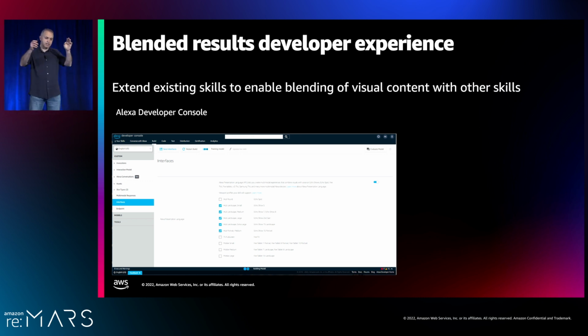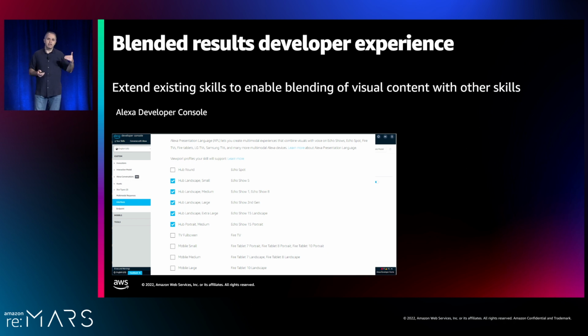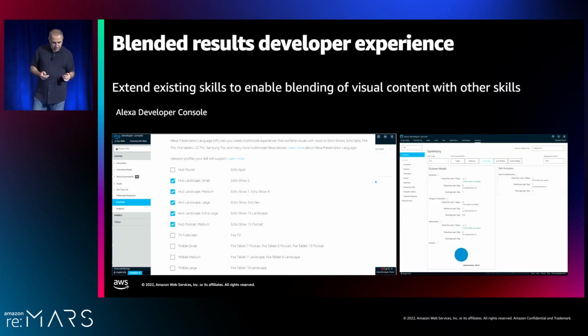Alexa multimodal devices come in different shapes and forms. The screen sizes are different. So all they need to do is implement the viewports that they support and check those boxes. And then when we are handling customer requests, we know what skills support what viewports on what devices, so that they're considered as part of the ranking algorithms.